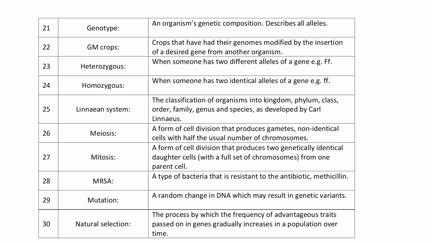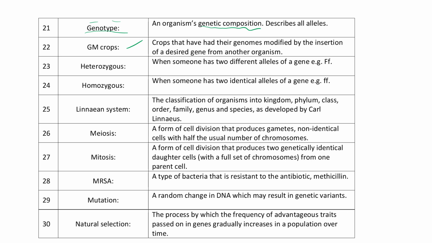An organism's genetic composition describes all alleles. Okay, so genetic composition is its genotype, so gene type, types of genes. Crops that have their genomes modified by the insertion of a desired gene from another organism: GM crops. Like I said before, you could have wheat that grows taller, gets a gene from another plant that makes it grow taller or produce more wheat.